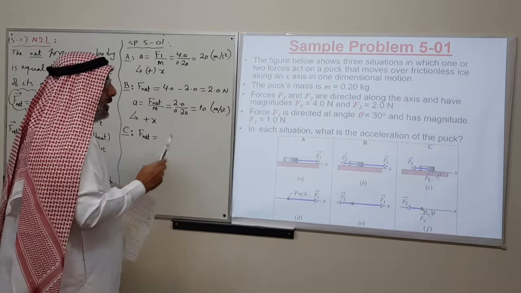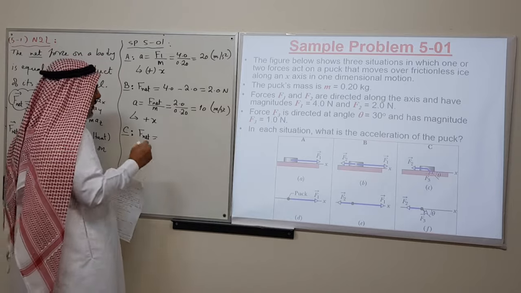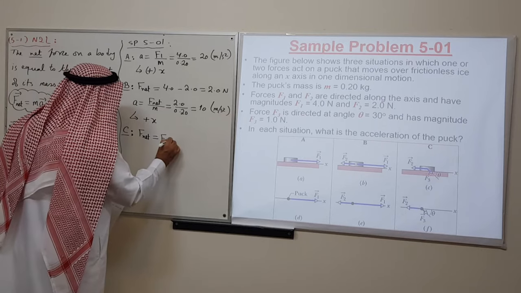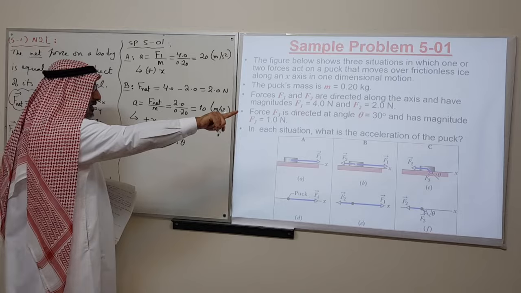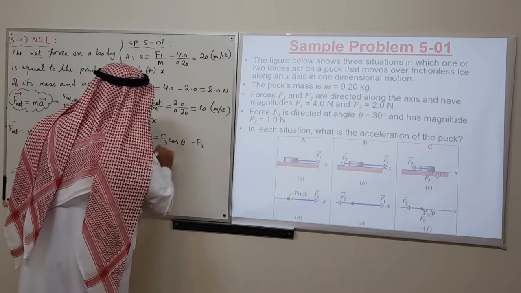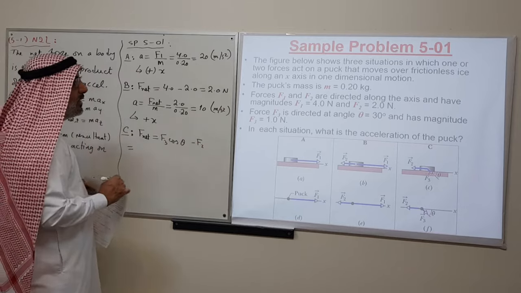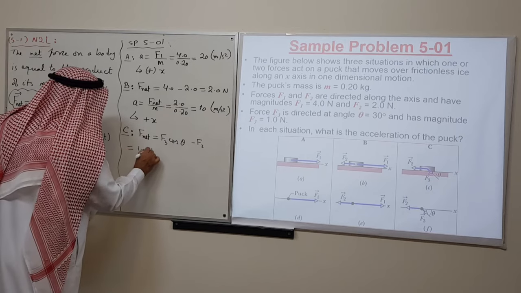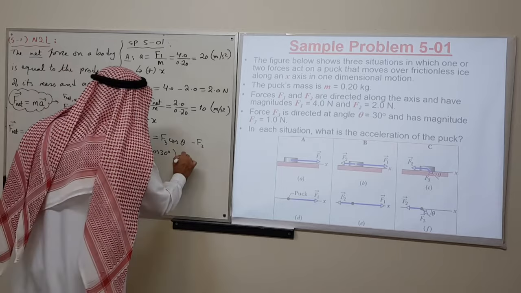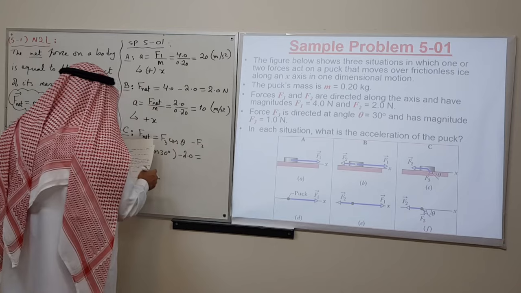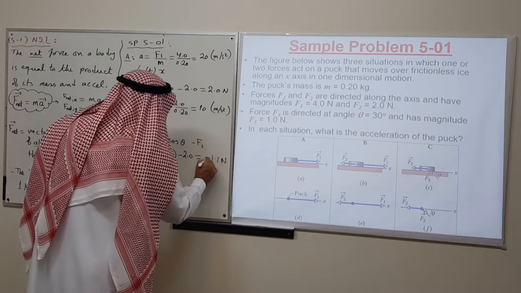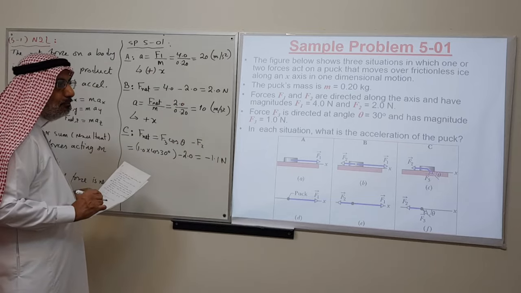So F net in situation C is the x component of F3, which is F3 cosine theta. It's in the positive x direction. And then we have F2, which is in the negative x direction, minus F2. How much is that? F3 is equal to 1 newton, so 1 cosine of 30 degrees, minus F2, which is equal to 2 newtons. And if we put the numbers, we will find that this is minus 1.1 newton. So the net force now is in the negative x direction.